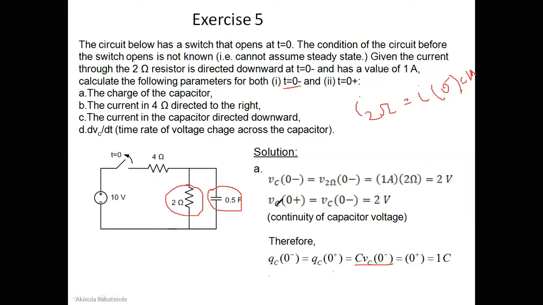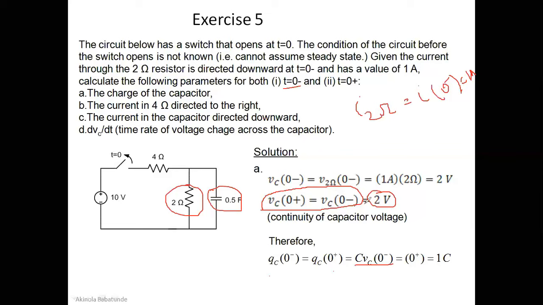And don't forget, we had said right from previous slides that VC of 0 plus will be equal to VC of 0 minus, and that will give us 2 volts. Why is this so? Because of the continuity procedure that we talked about. Because across the capacitor, the voltage cannot change instantaneously; it has to be continuous. So to talk about the continuity, VC of 0 plus will be equal to VC of 0 minus. So we have 2 volts here.